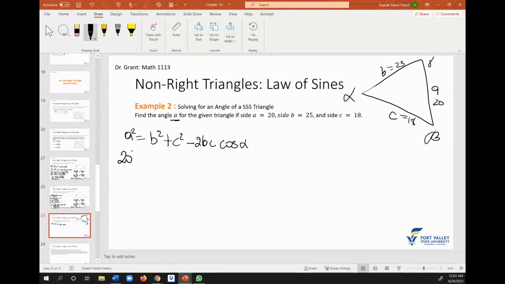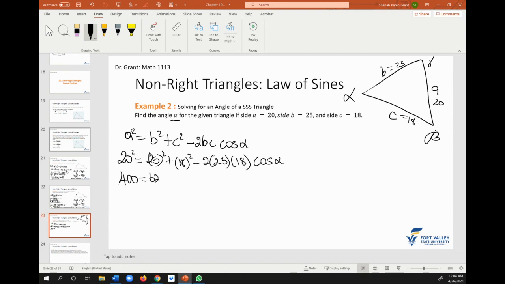We know a is 20. B is given as 25. C is given as 18. Okay, so this would be 25, 18. And then we don't know what alpha is, so we're going to leave that. And so 20 squared is 400. 25 squared is 625. 18 squared is 324. And that will be minus, if we do the product of all of these, it would be 900.